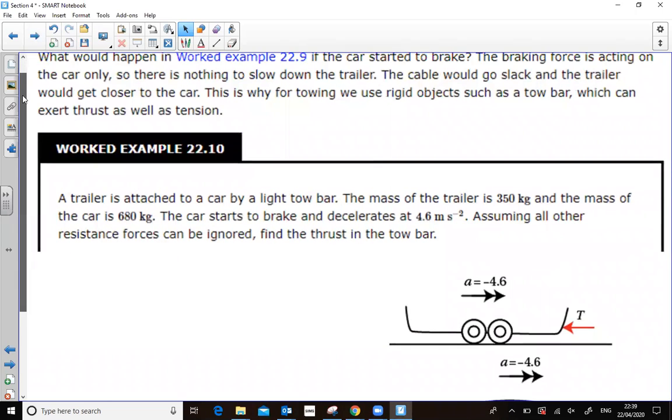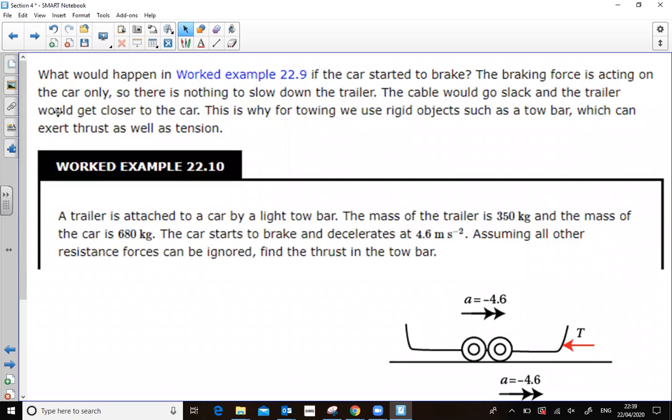Okay, so now in this question here, before we do this example, let's consider what would happen in our previous example if the car started to brake. The braking force is acting on the car only, so there is nothing to slow down the trailer. The cable would go slack and the trailer would get closer to the car. This is why for towing, we use rigid objects such as a towbar, which can exert thrust as well as tension.